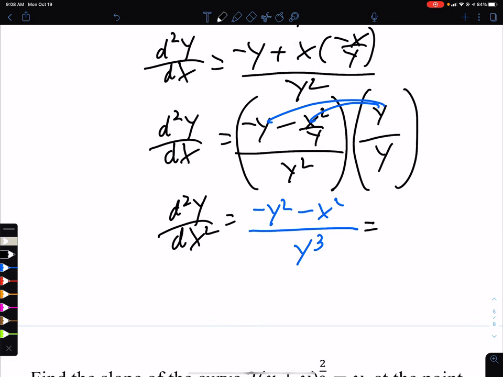If you want to factor a negative out on top, you can get x squared plus y squared over y cubed like that, which is a little prettier. But however you want to, at this point, it's fine. Just realize the different forms of that answer. All right, let's keep going.